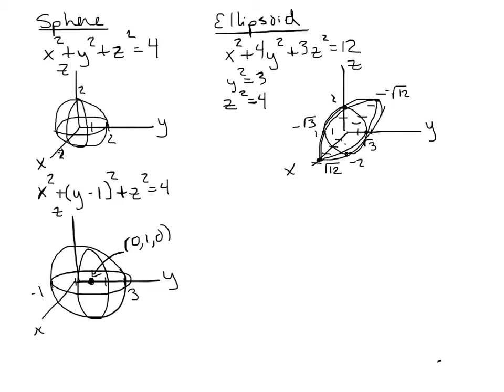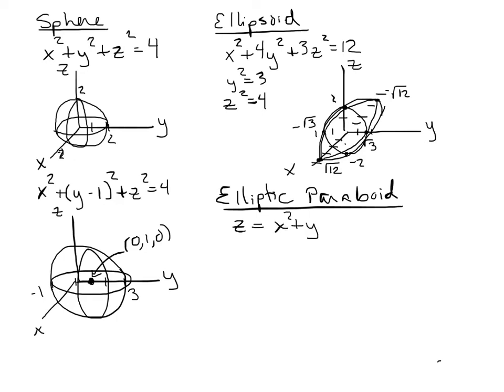All right, let's see, elliptic paraboloid is next. So an elliptic paraboloid, the general equation of this would be z equals x squared plus y squared. And I always kind of consider this to look like a bowl. There's our paraboloid, and there is either a circle, in this case it is a circle.